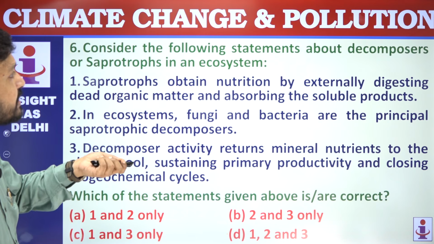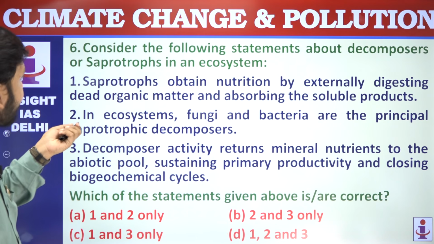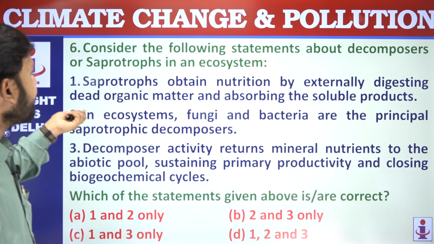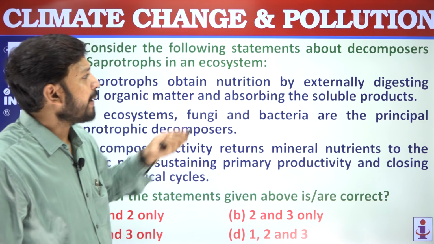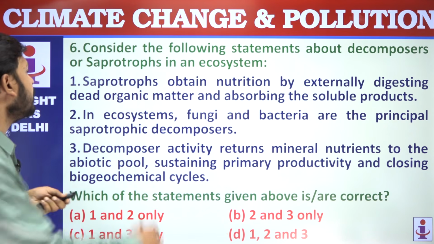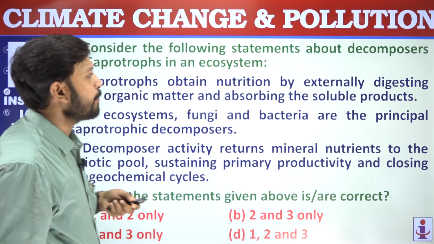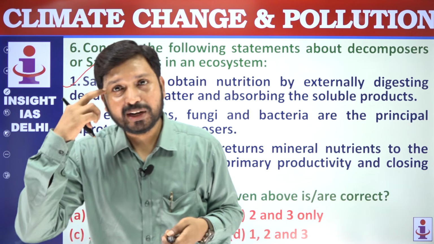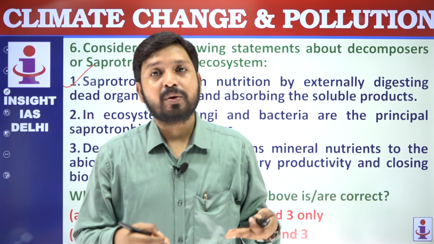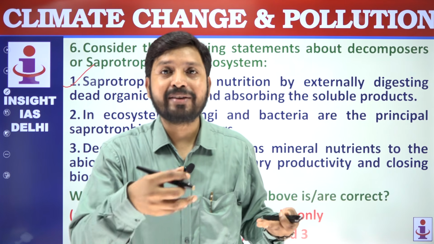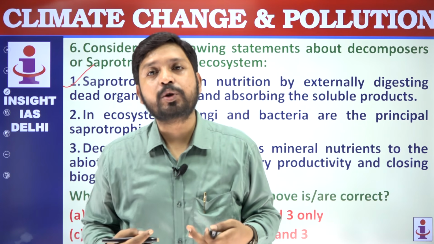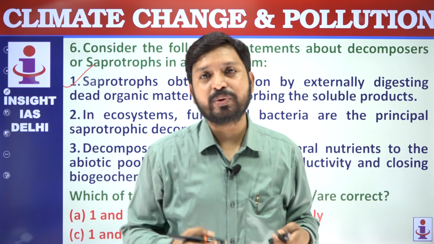Consider the following statements about decomposers or saprotrophs in an ecosystem. Okay, so directly we'll read. Saprotrophs obtain nutrition by externally digesting dead organic matter and absorbing the soluble products. Yes, saprotrophs generally release some enzymes so that the dead organisms are digested externally, and they release certain minerals. So these things will be absorbed by these saprotrophs. Okay, so this will generally happen.